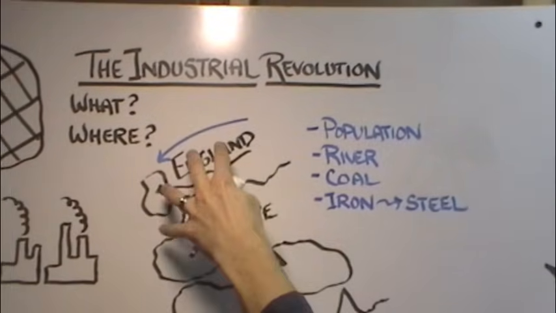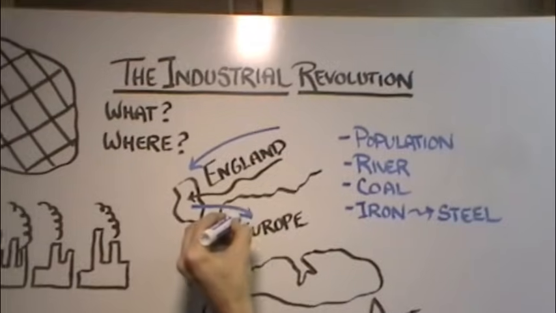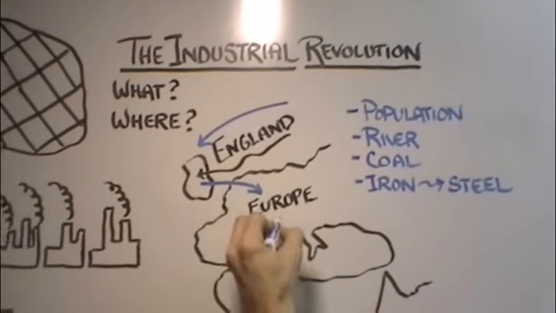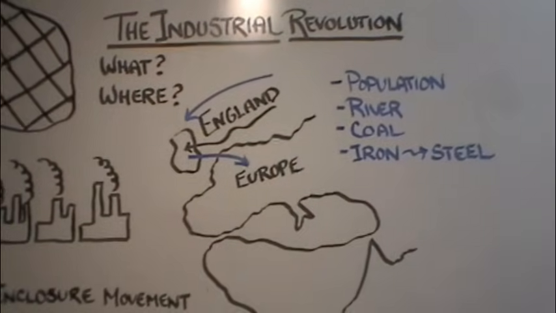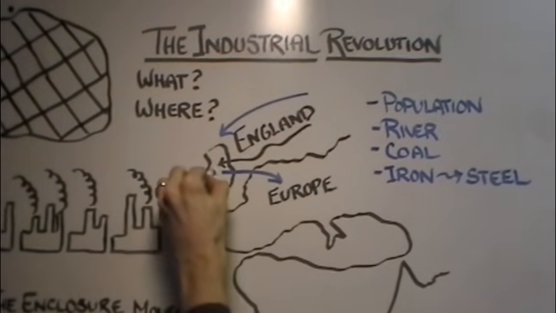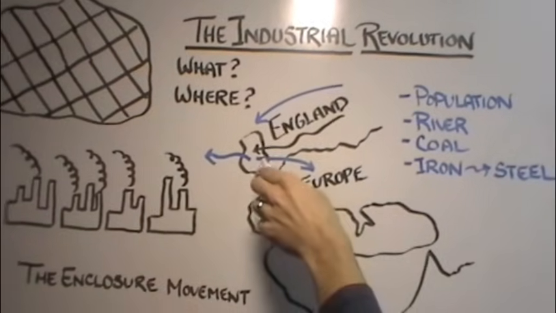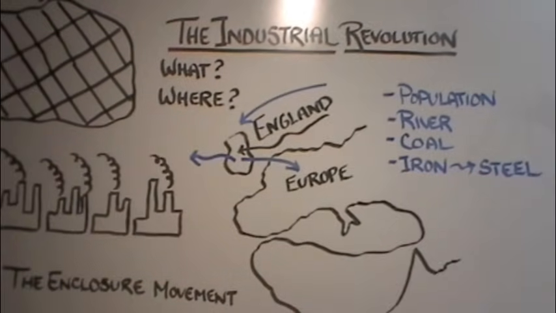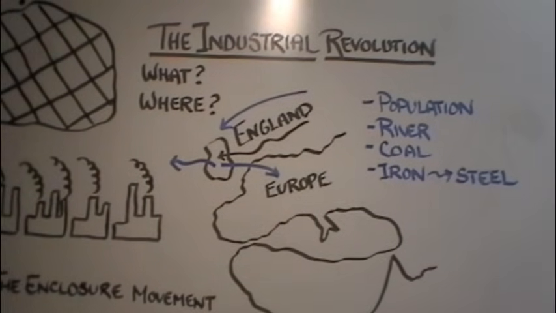So we know it started in England. It is eventually going to go from England to the rest of Europe, to countries like Germany, Belgium, France, Spain, Italy. And it will eventually go across the ocean to the United States. It's actually snuck out of England. The plans for a factory are snuck out of England by a man named Samuel Slater.